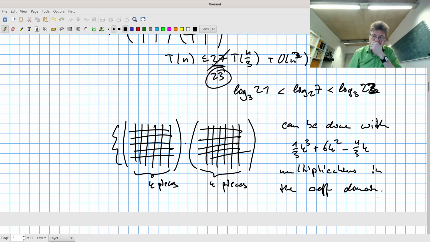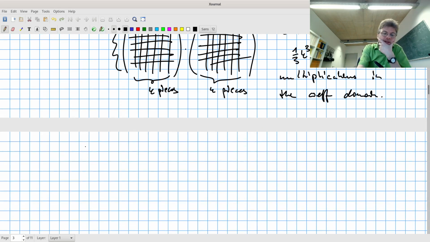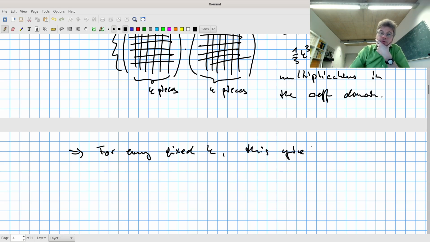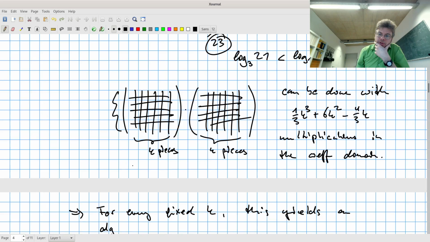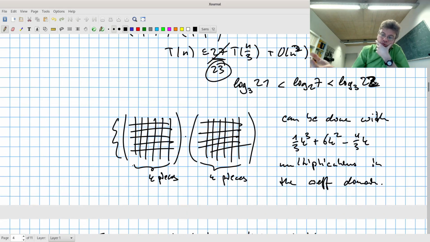Okay, so what does this help? This means, for every fixed k, this yields, if we apply it recursively, an algorithm. Of course, I can multiply n by n matrices now also with this scheme, but I'm not going to save anything because there's a 3 here, so it's still a cubic algorithm. I'm going to get something out of the 1/3.